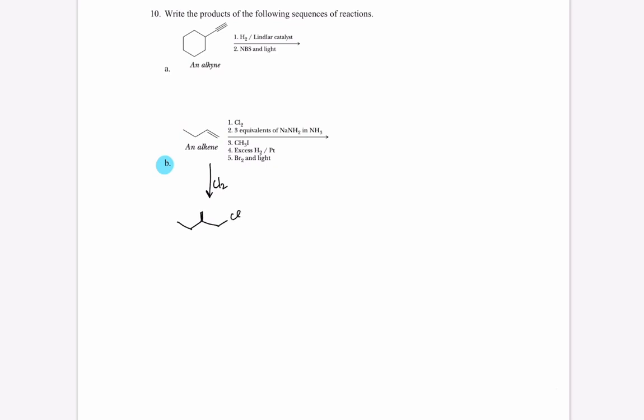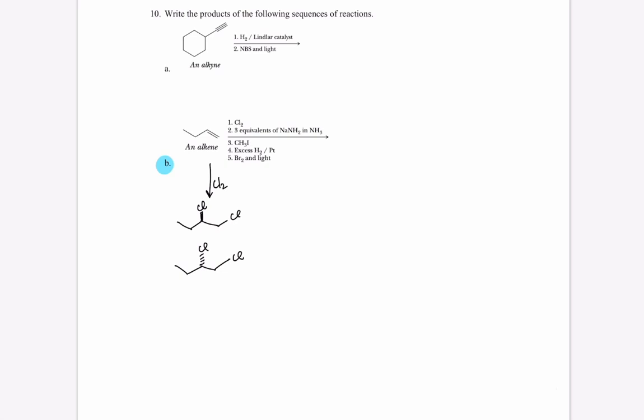Now, if you want to, you can actually draw the product with the stereochemistry. So here is one of the products. The other product will be like this, right? And the two chlorines will be added in the opposite direction, in anti position. Okay, so this is the product that is formed in the first step.